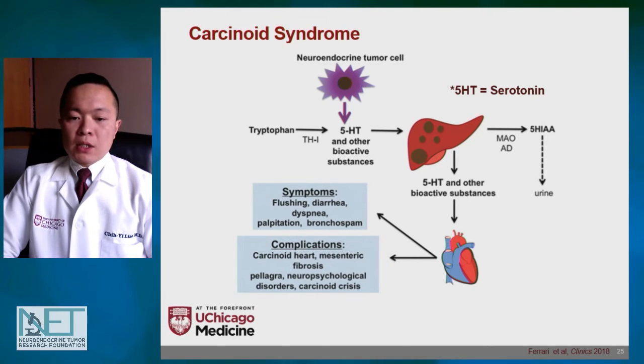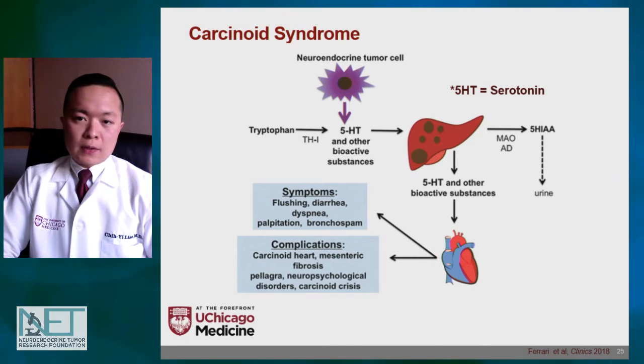Long-term consequences can include changes to the heart valves, so carcinoid heart. It can cause something called mesenteric fibrosis, so scarring within your abdomen. It can cause pellagra, and it can have neuropsychological consequences.